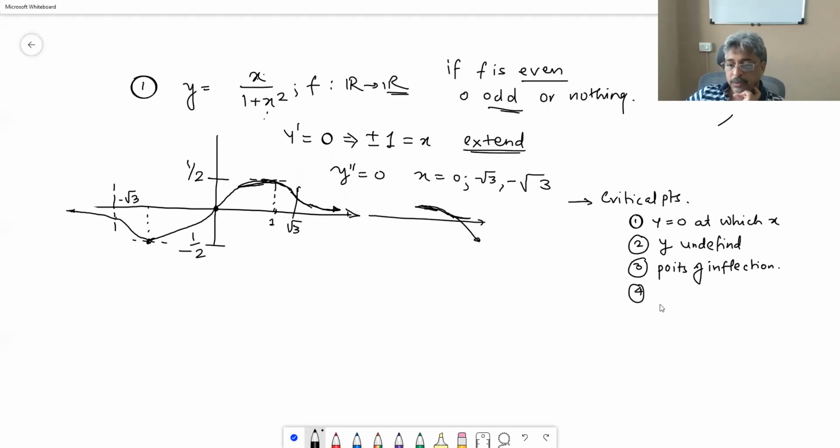4, maximum, minimum. 5, any critical point, any more critical point that we can have. Okay, if you have found out all the critical points, then take limit.